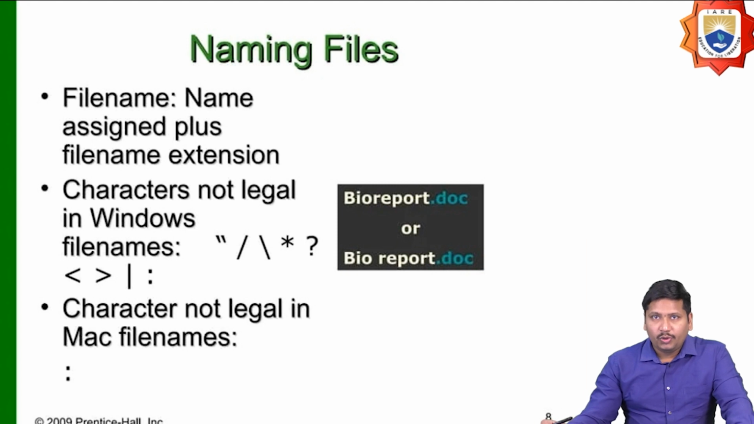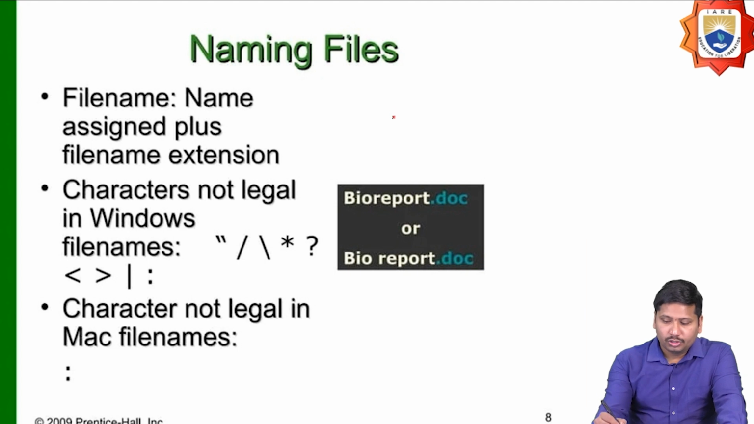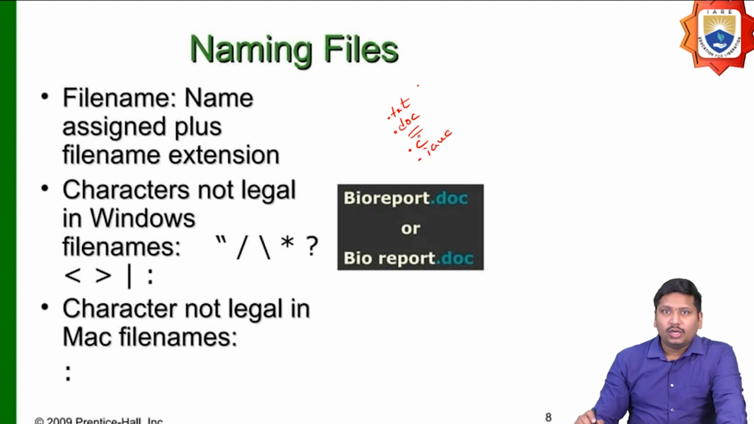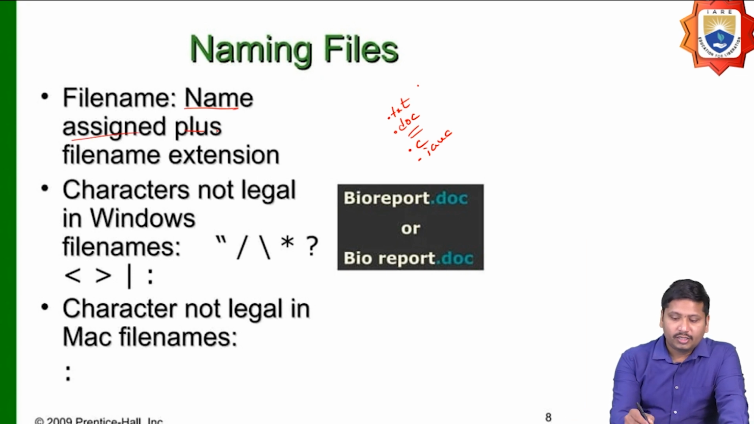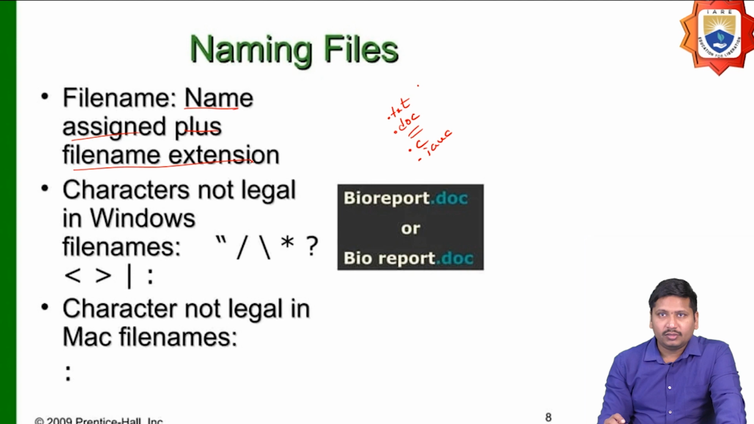Then, first, how are we going to name the files? That is the question here. Suppose I store a file as a text file, then I can save it as .txt. Similarly, if I maintain a doc file, that is Microsoft Office, then I have to save it as .doc. And if it is a C file or Java file, I save the file with the dot extension. So the assigned name plus the file name extension have to be followed. That is the procedure we follow to save the files.